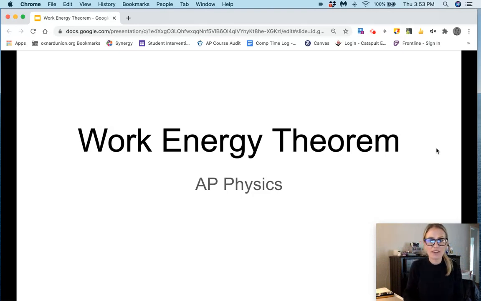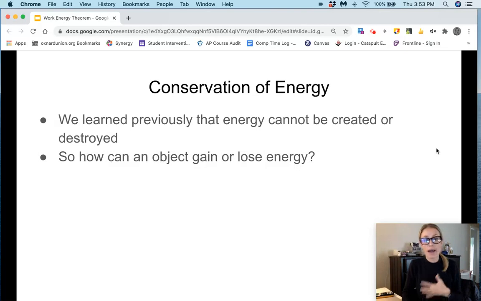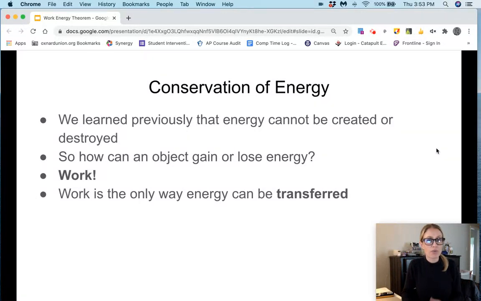Let's talk about the work-energy theorem. We previously learned that energy cannot be created or destroyed. It only changes forms due to the law of conservation of energy. So how can an object gain or lose energy? When work is done on that object. So remember, work is the only way that energy can be transferred to or from an object or a system.